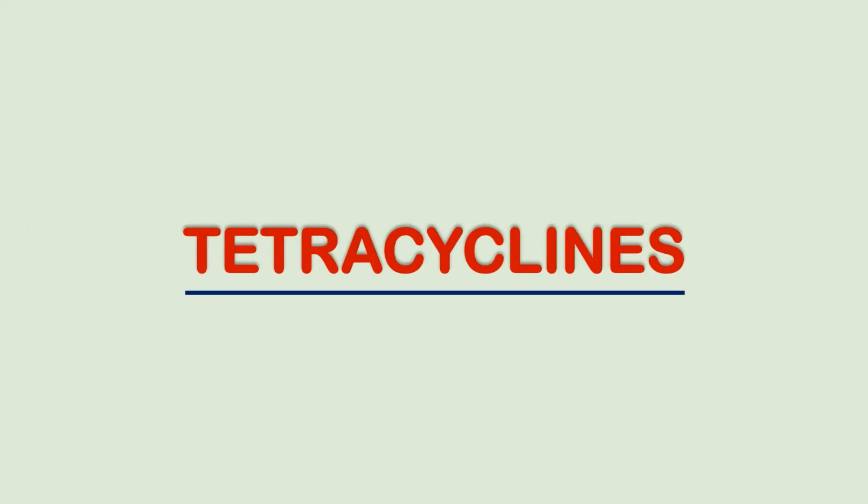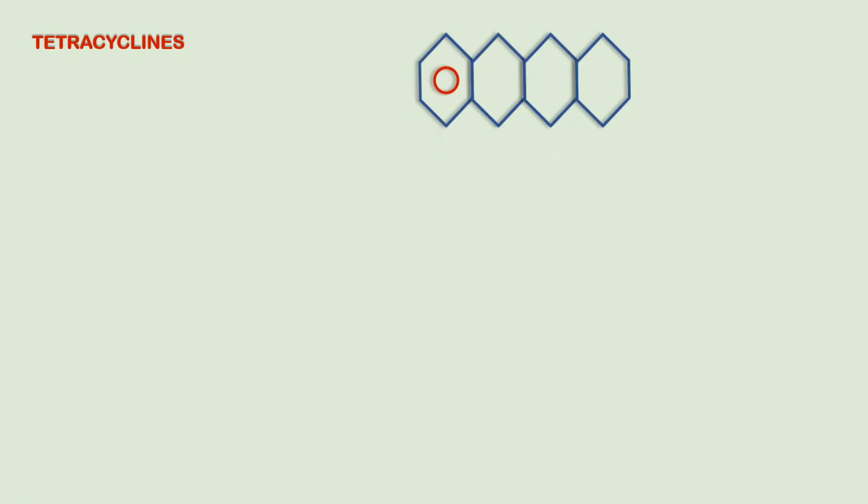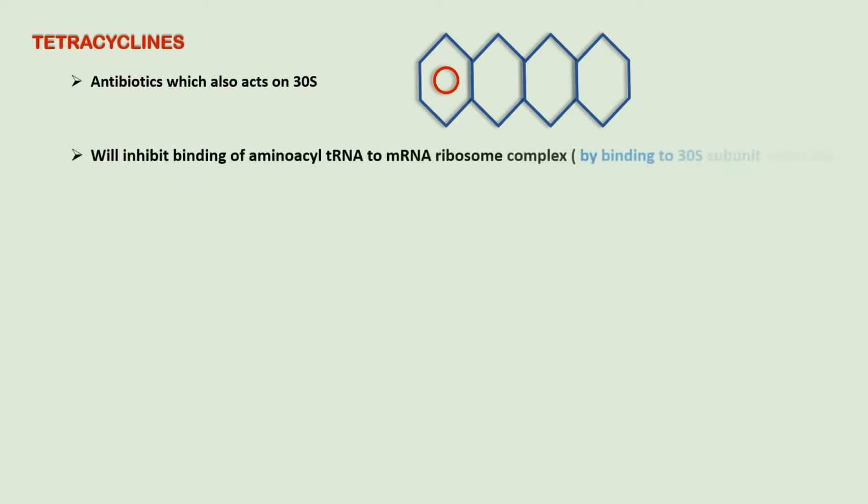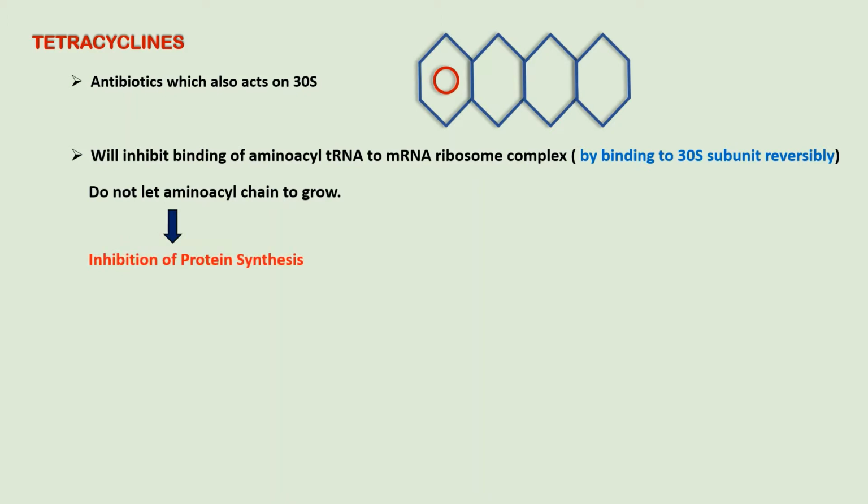Today we will discuss tetracycline. Tetracyclines, as from their name, have 4 cyclic rings in their structure and act on the 30S ribosomal subunit. By binding to the 30S subunit reversibly, tetracycline will inhibit the binding of aminoacyl tRNA to the acceptor site on the mRNA ribosome complex and thus won't let the amino acid chain grow. This will of course lead to inhibition of protein synthesis, and thus tetracyclines are bacteriostatic in nature.